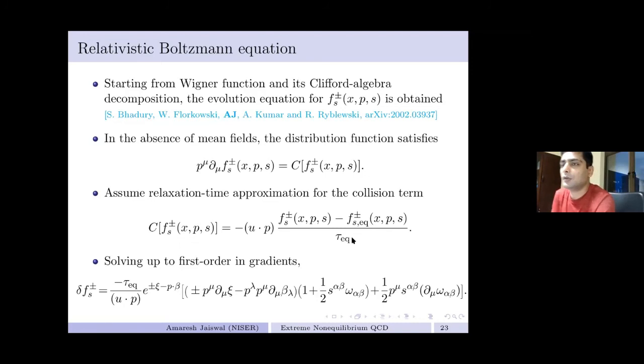This Clifford algebra decomposition, which I started with, of the Wigner function: in the decomposition there are actually only two independent components, a scalar and an axial vector. So in principle, I should consider two different relaxation times. You are right. Here, this is a more simplified relaxation time approximation. I should have used different relaxation times, and then the formulation would become a bit more involved.